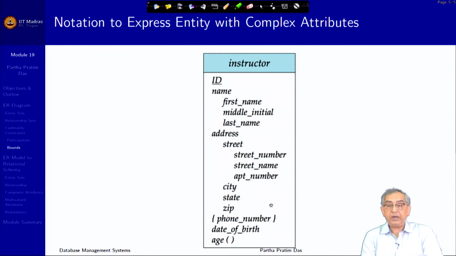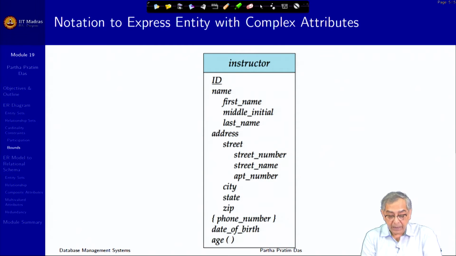This is the notation for representing complex attributes. You write the composite attribute and then write the component attributes with a tab. So, name is an attribute which comprises first name, middle name, last name. Address is a composite attribute comprising street, city, state, zip. Street in turn is a composite attribute and so on.